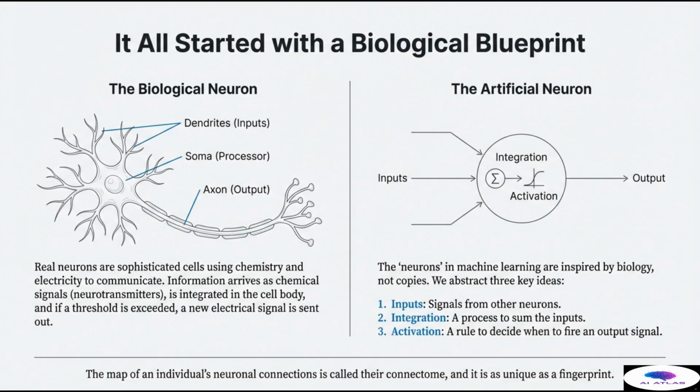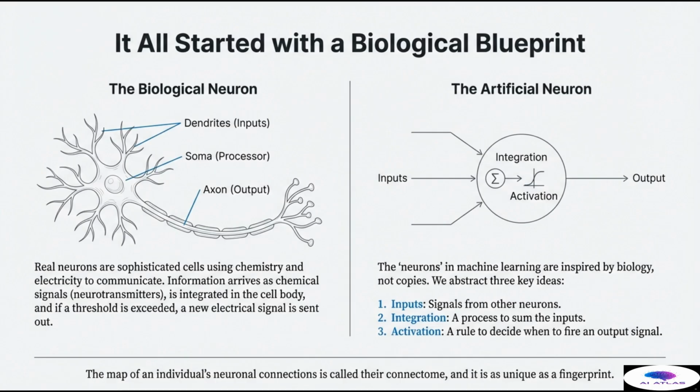Now look at the artificial neuron on the right. We abstract the three key ideas from biology, transforming them into mathematics. 1. Inputs are numerical values coming from other neurons or the raw data. 2. Integration is represented by the summation symbol, sigma, where we sum all the incoming weighted signals. And 3. Activation is the rule, usually a nonlinear function, that decides whether the neuron should fire an output signal, and if so, how strong that signal should be.